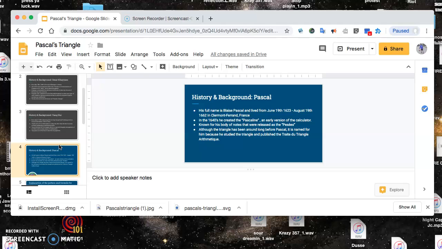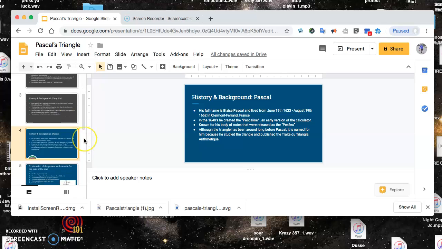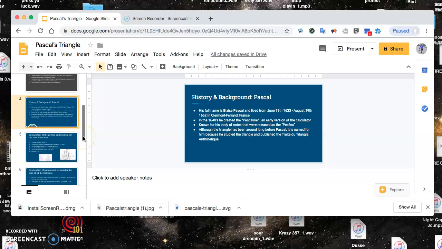Although the triangle had been around long before Pascal, it is named after him because he studied the triangle and published the Traité du Triangle Arithmétique. And this is what he's also mainly known for, developing that book.